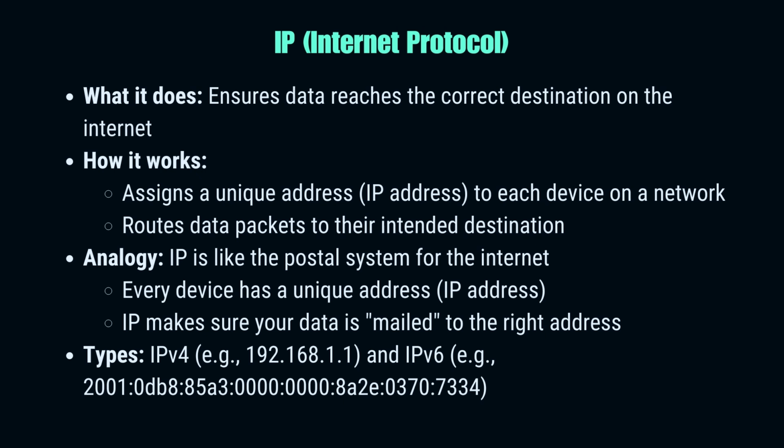There are two main types of IP addresses in use today. IPv4, which looks like a series of 4 groups separated by dots. Each group is a number between 0 and 255, and IPv6, which looks like a series of 8 groups separated by colons. Each group in IPv6 contains 4 characters, which can be either letters from A to F or digits. These addresses are essential for identifying devices and routing data across the Internet.